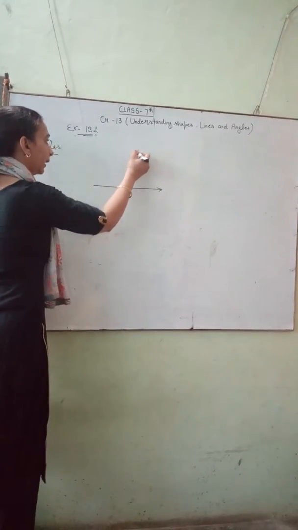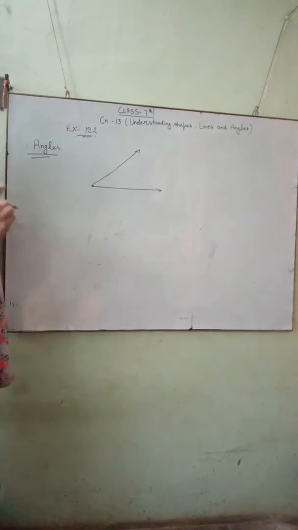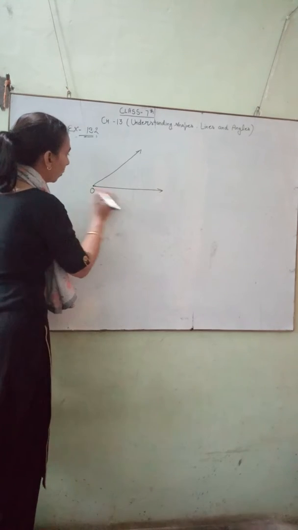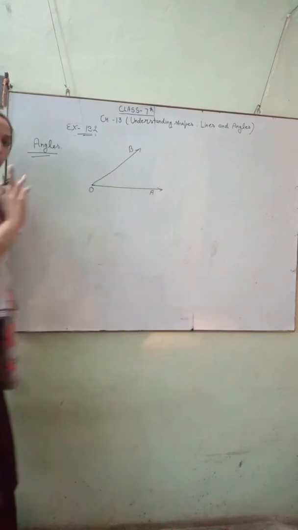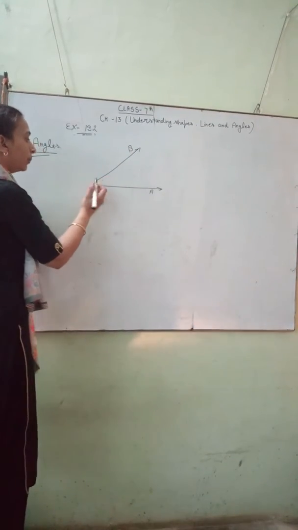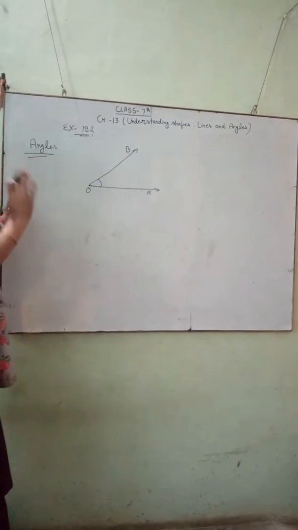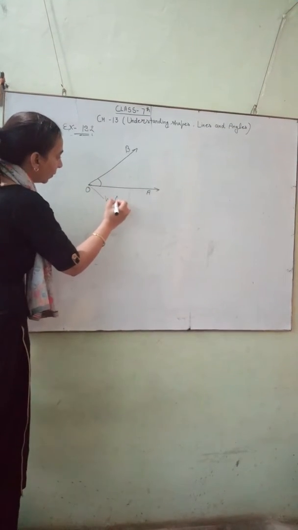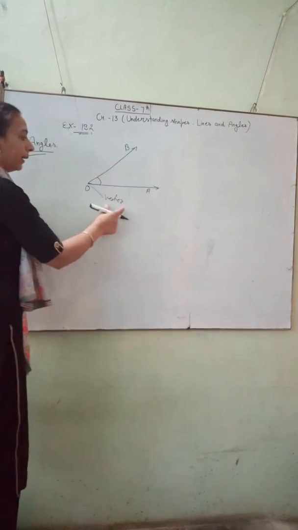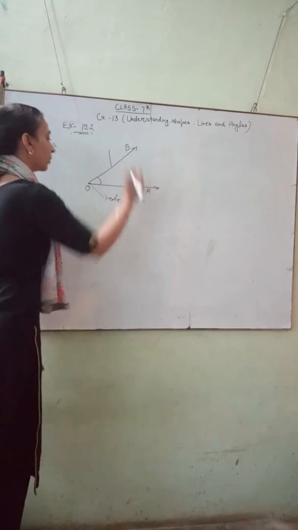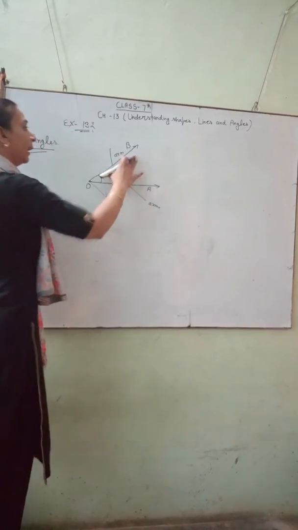If two rays meet at one point, then they form an angle. Take this point O, A, O, B: OA and OB are two rays and they meet each other at point O, then they form an angle O. This is the angle O, and O is the vertex. The common point of two rays is a vertex, and these two rays are called arms. Arms OA and OB. Clear, students?